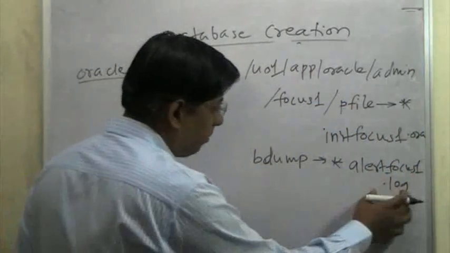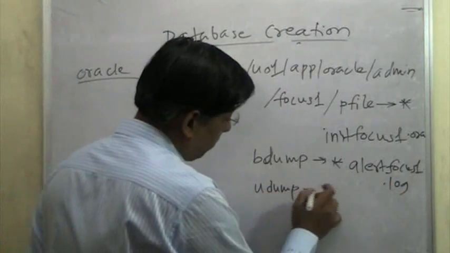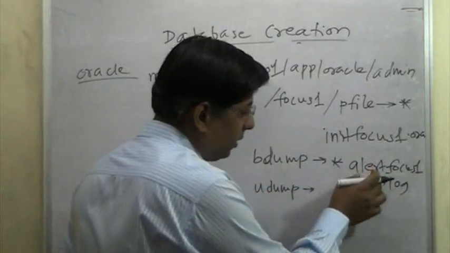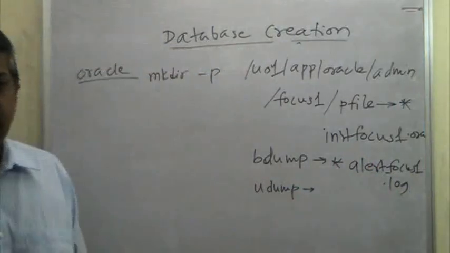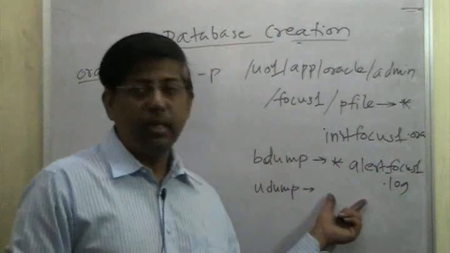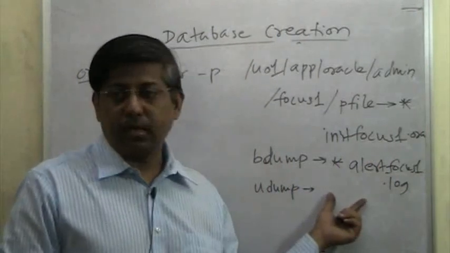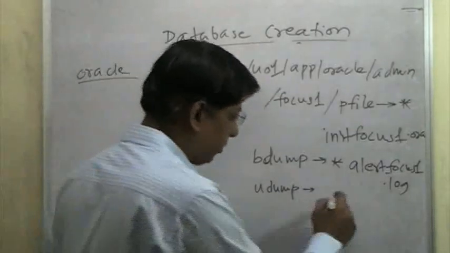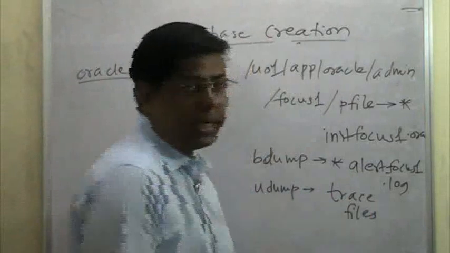For the same reason, there is a directory called udump. If an error is logged into the alert log file, additional information about that error is written to another file in the udump directory, and these are called trace files.